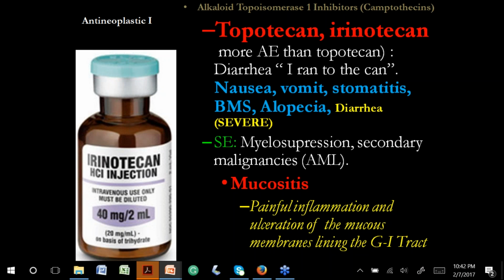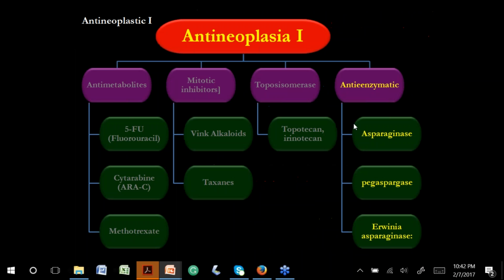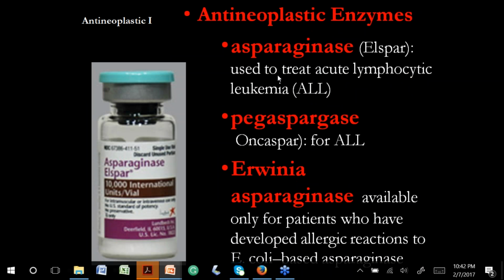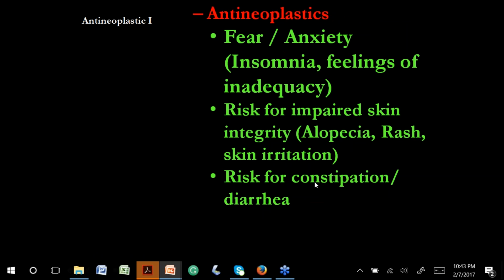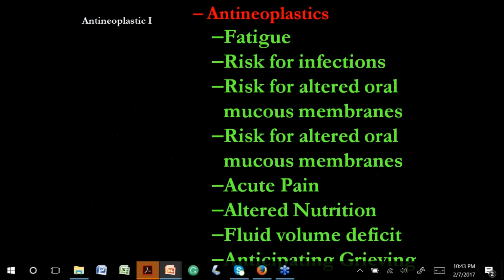Mucositis is a general term for the ulceration of the mucosa of the GI tract. And the anti-enzymatic drugs are going to be asparaginase and pegaspargase. So that is going to stop the production of some amino acids in the cell, so that is going to stop the division of the cell.